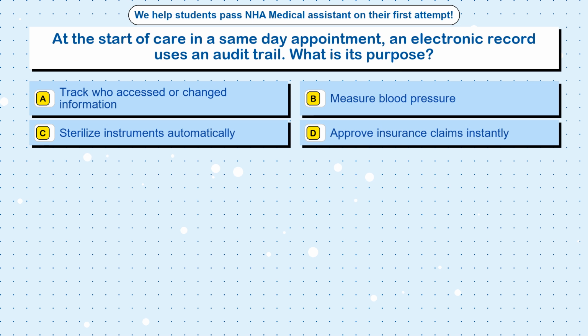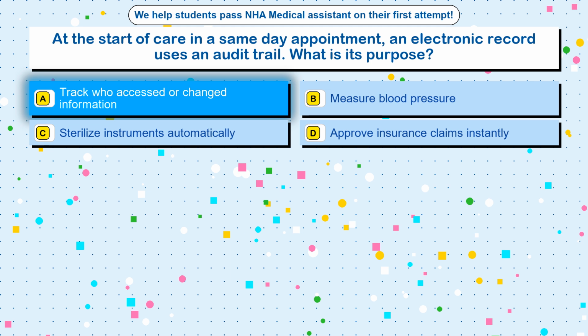Question 13. At the start of care in a same-day appointment, an electronic record uses an audit trail. What is its purpose? Option A, track who accessed or changed information. Option B, measure blood pressure. Option C, sterilize instruments automatically. Option D, approve insurance claims instantly. The correct answer is option A, track who accessed or changed information.